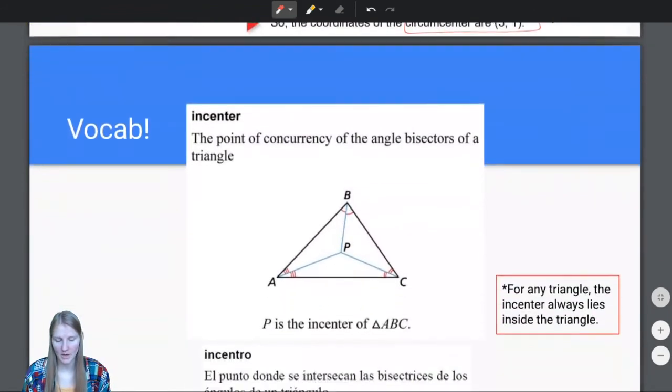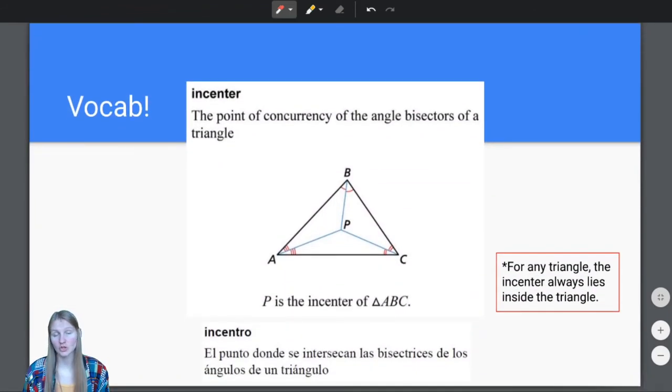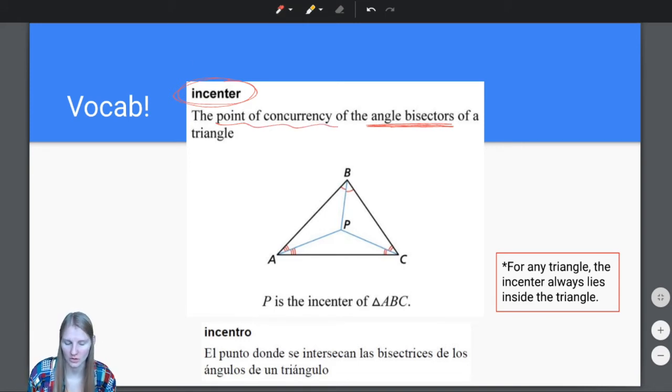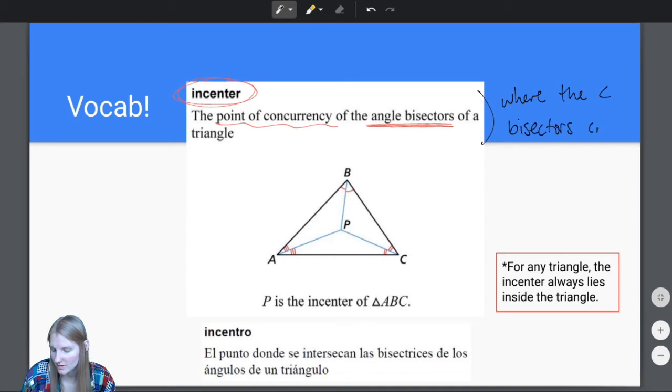Next, we're going to talk about incenters. So in 6.1, we talked about perpendicular bisectors and angle bisectors. The circumcenter was created by perpendicular bisectors. The incenter is created by angle bisectors. It is the point of concurrency of the angle bisectors of a triangle. So, it is where the angle bisectors cross.